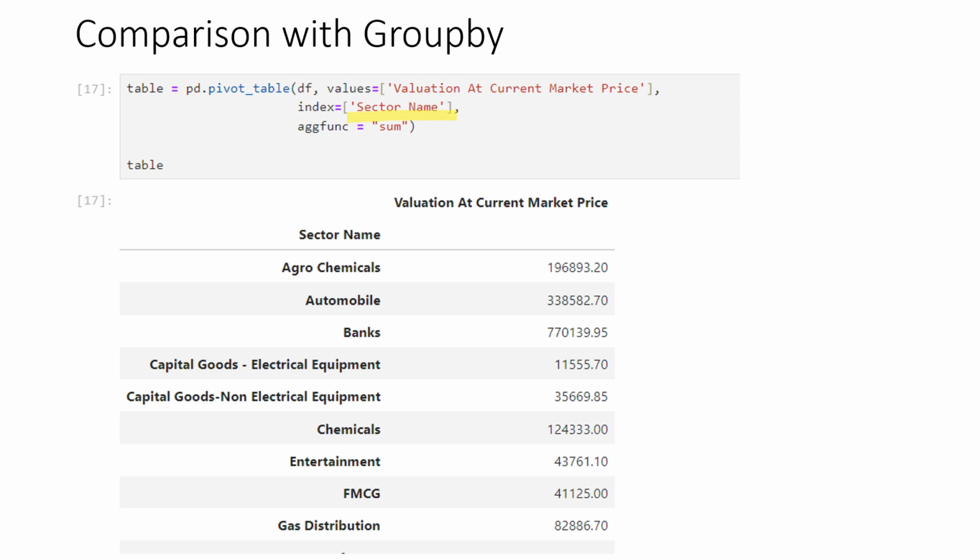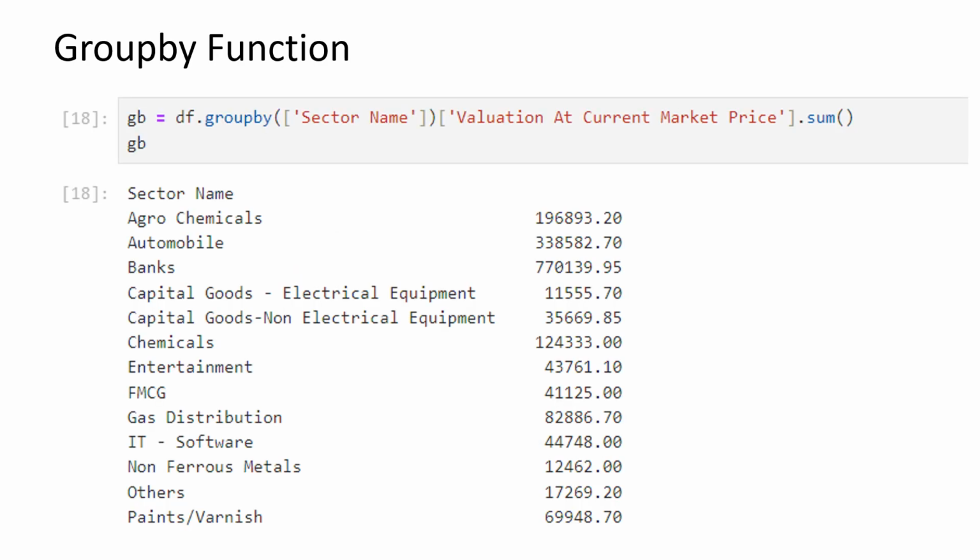Now if I want to do it using group by, then I have to write DataFrame.groupby. This is the method of group by. Then I have to write the index field, that is sector name, then the valuation, that is the value. And since I want the summation of all stocks under each sector, that's why I have written sum. So it is showing that agrochemical is 1,96,893, automobile 3,38,582, bank 7,70,139. So the values are the same, the output is also the same, but the format is to some extent different.